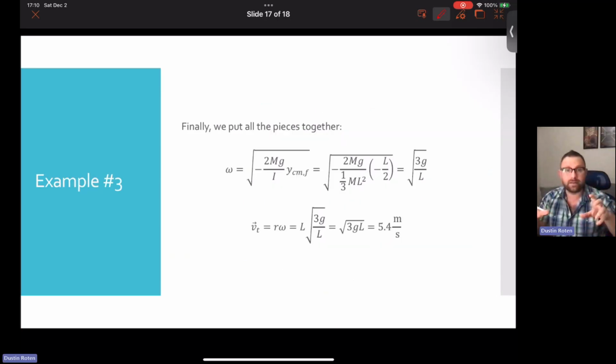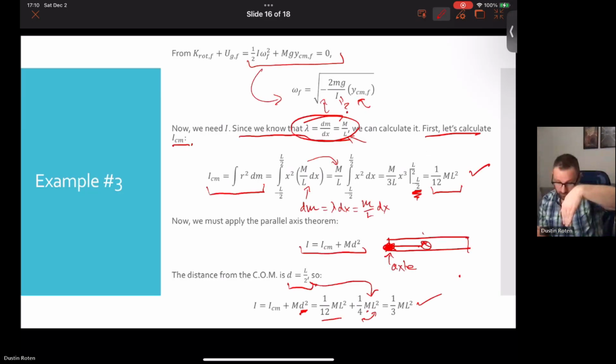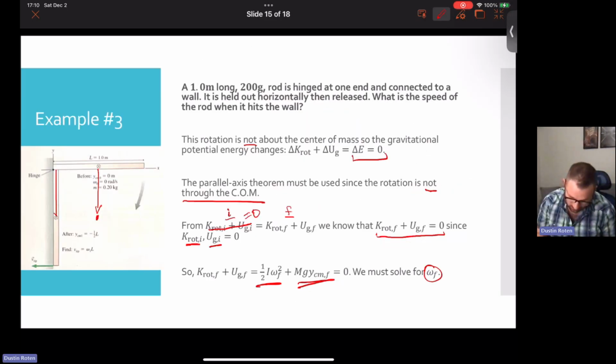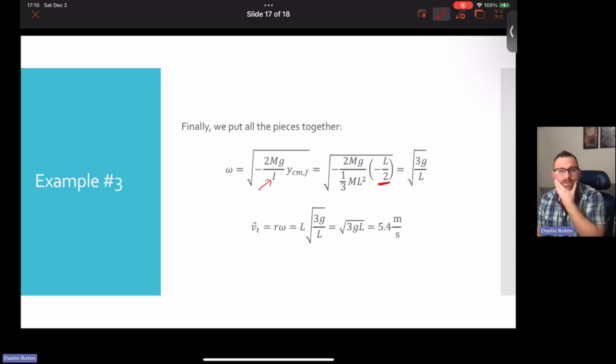So finally, we put all this together. We're going to plug in that moment of inertia we just found, and we're going to simplify this. So we also know that our center of mass is at L over 2 here. Oh, sorry, the y coordinate of the center of mass final. So after it's fallen, we can go back here. You can see that the y coordinate here is negative L over 2 because the center of mass is at the middle of the rod. And when it falls down, the middle of the rod is going to be at negative L over 2. Okay, so there's our center of mass.